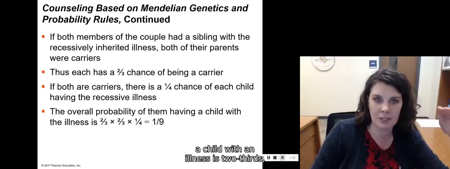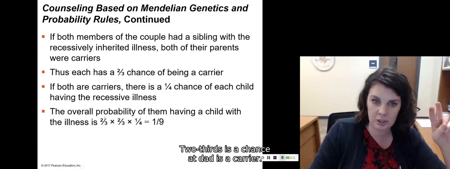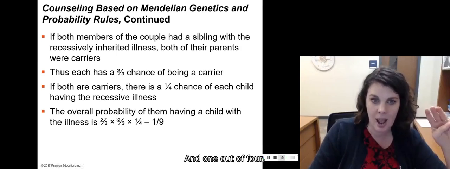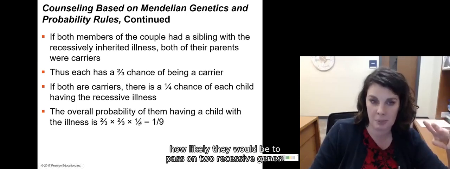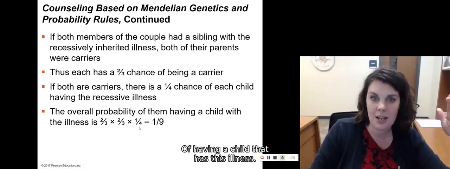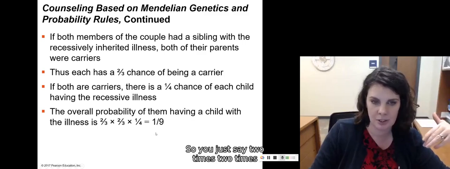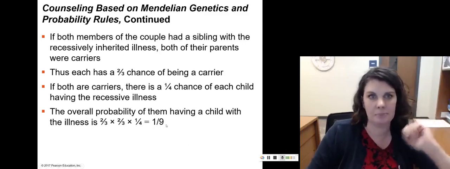So the overall probability of having a child with an illness is 2/3, which is the chance that mom is a carrier, times 2/3, the chance that dad is a carrier, times 1 out of 4, which is the chance, if they're both carriers, of how likely they would be to pass on 2 recessive genes. So they have a 1 out of 9 chance of having a child that has this illness. Okay, so you just say 2 times 2 times 1, over 3 times 3 times 4, which is 4 over 36, which comes out to be 1 out of 9.